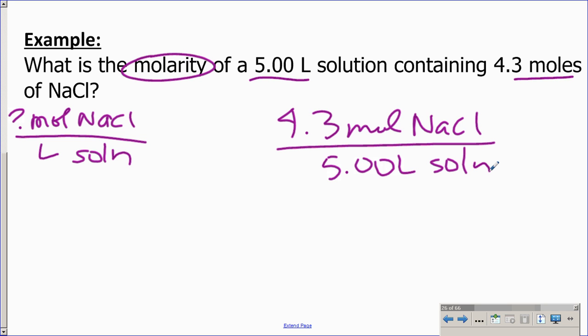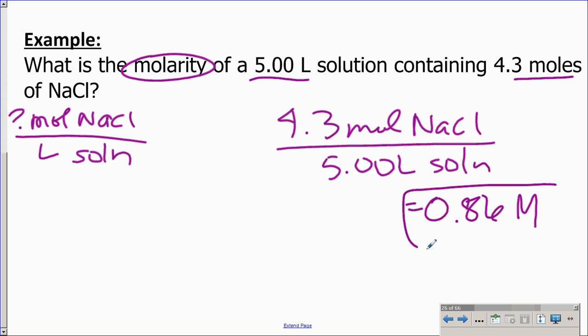Okay, so what's the final answer? I was looking for my notes, but I'm just going to repractice it. 0.86, thank you. How many sig figs do I need? 2, so that's good. 0.86, big M is molar, right? So 0.86 molar is what that concentration is. Easy peasy, yeah? Thumbs up when you're ready to go.